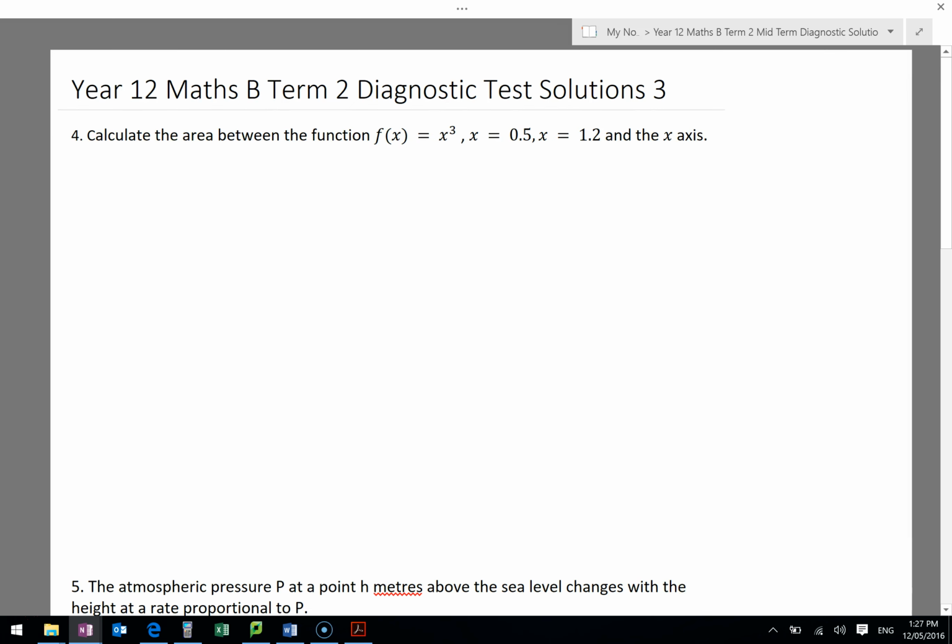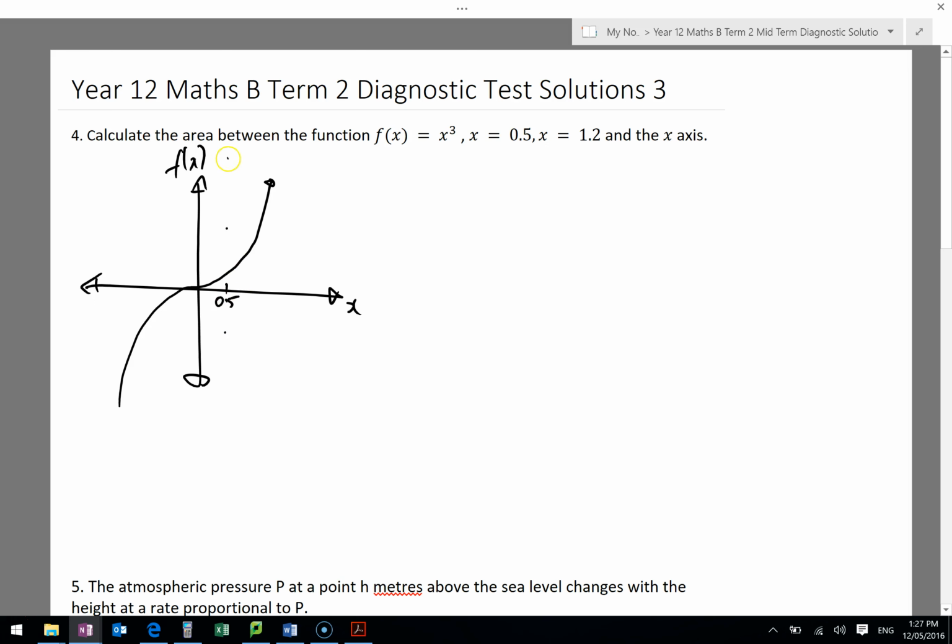Question 4. Calculate the area between the function f of x equals x cubed. That's what x cubed looks like. Between that function and the line x equals 0.5. So here, x equals 0.5, here, x equals 0.5, here, x equals 0.5. This vertical line is all of the points where x equals 0.5.